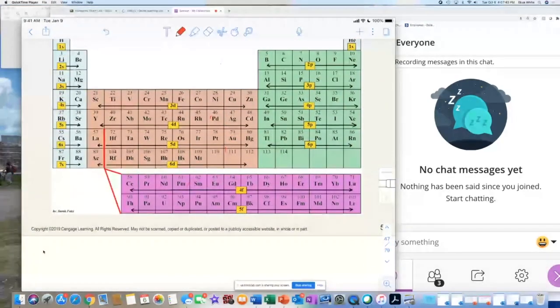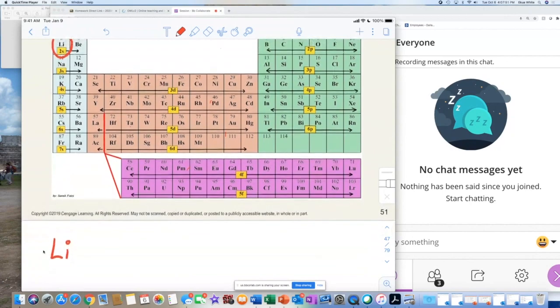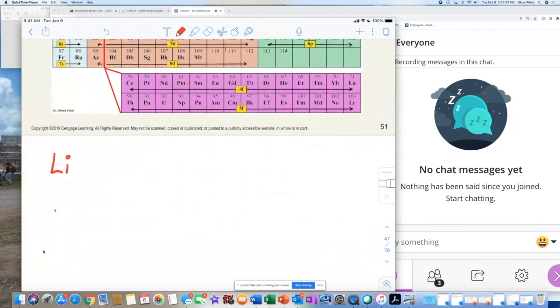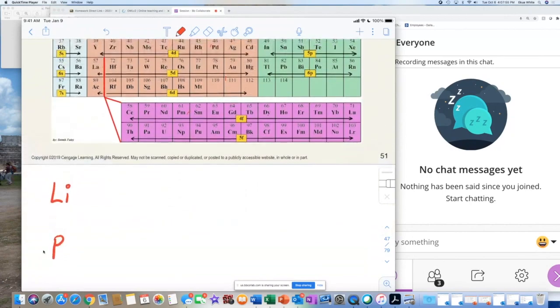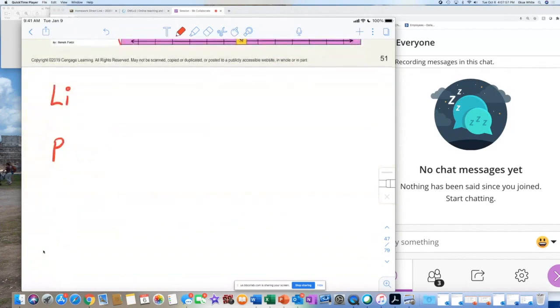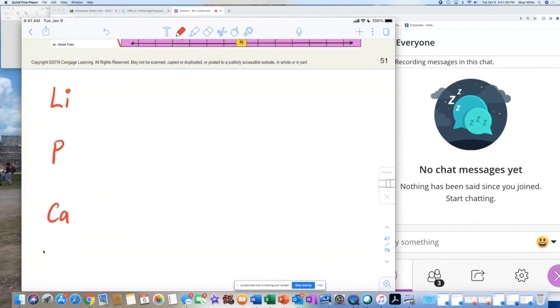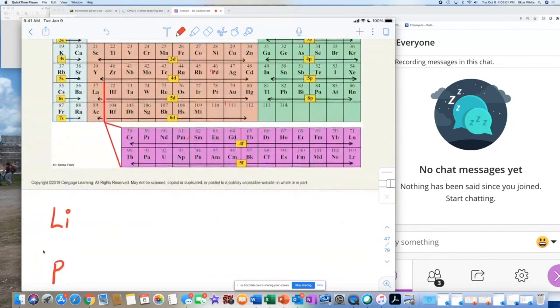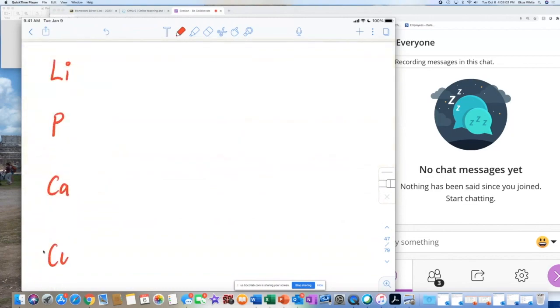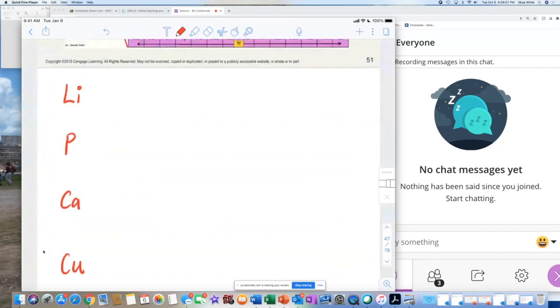So let me select some. I'll start with the easier one. I'll start with lithium first. So we'll start with this one here first. And then we'll go with the configuration for phosphorus. Then we'll do calcium. And then we'll do copper. I'll keep it simple, we get to practice, and then we work this out.